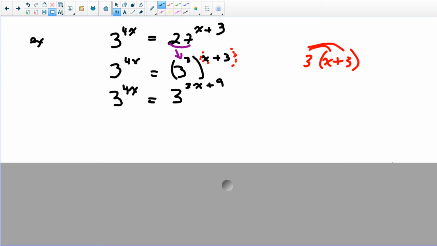And now we have one base, one exponent, one base, one exponent on both sides. And this is where we can drop those bases. So we're back to just doing common algebra at this point to be able to solve that exponential.